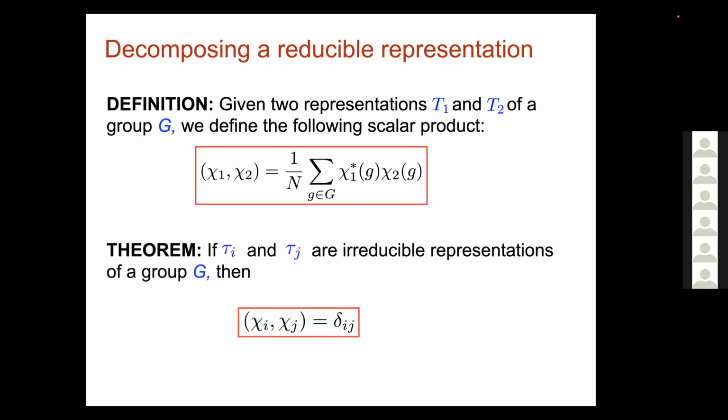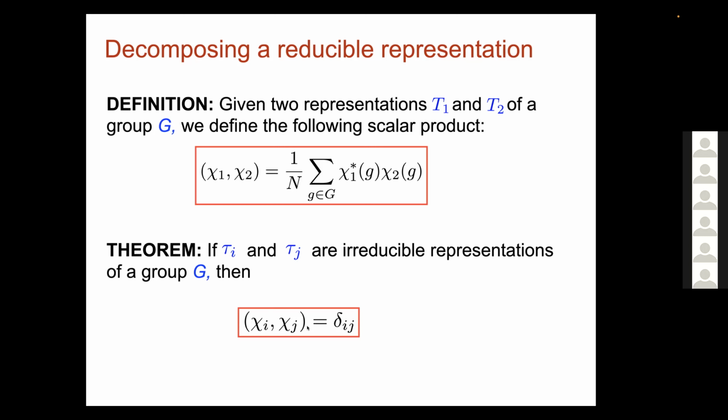And now, in these lectures, I'll follow Lubarsky, and I use capital T for reducible representations and tau for irreducible representations. So if tau i and tau j are irreducible representations, then the characters are orthonormal. If I take the corresponding vectors and I multiply them according to this rule, they give one if I take the same representation, or equivalent, of course, because if they are equivalent, they have the same character, and they give zero if they are different. So this is probably the most powerful theorem in group theory. It's called the orthogonality theorem for characters.